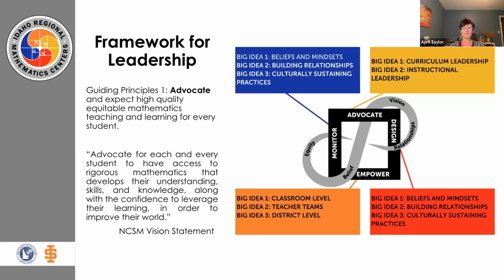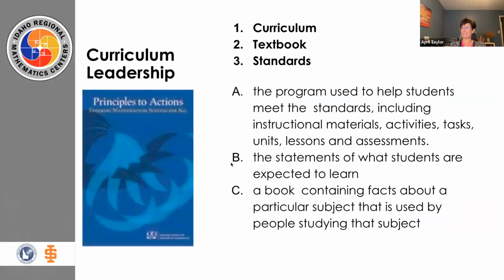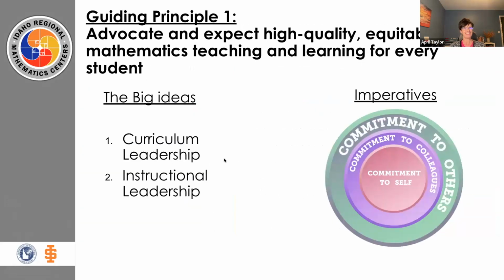So today we're going to focus on guiding principle 1, where we're advocating and expecting high quality, equitable mathematics teaching and learning for every student. And this advocacy focus, okay, here we go, is really driven by 2 big ideas: curriculum leadership and instructional leadership. Within each of these big ideas, there are 3 imperatives or commitments to action that we can take. This year, we're only focusing on the first 2 imperatives: commitment to self and commitment to colleagues, as they relate to curriculum leadership and instructional leadership.